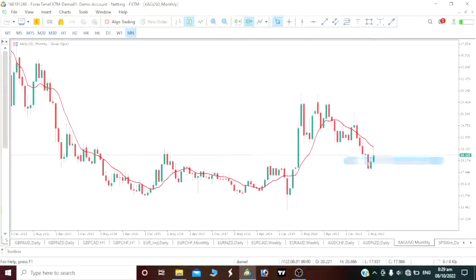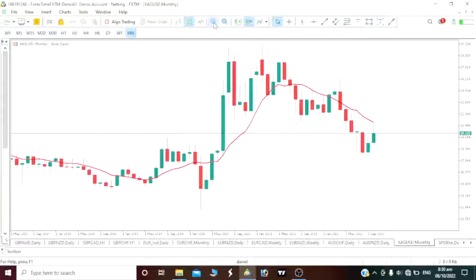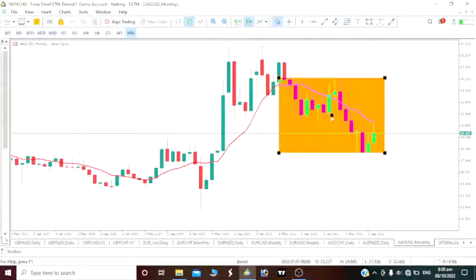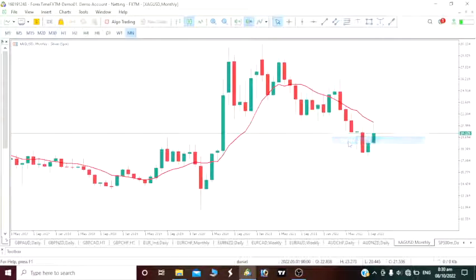That is one. Secondly, I've added a moving average, a 10-period moving average. The rule of trading it is that once the price is below the 10-period moving average, we have to short it, but if it is above it, we have to go long. So clearly we can see that this price is below the 10-period moving average, so we have to short it.